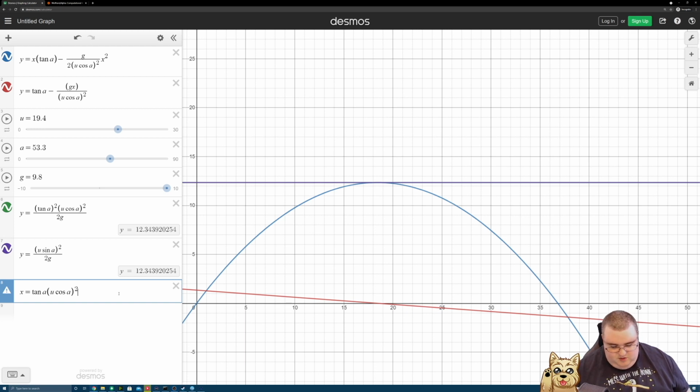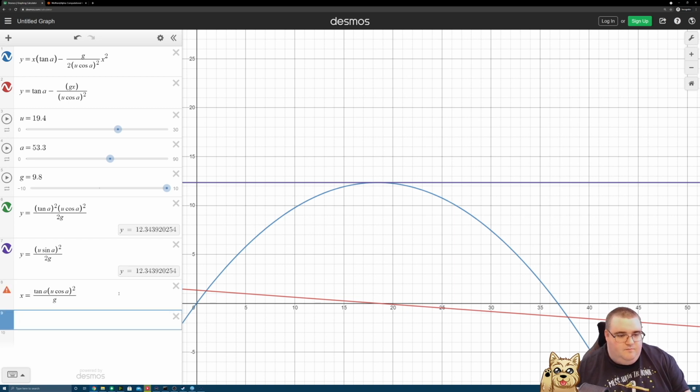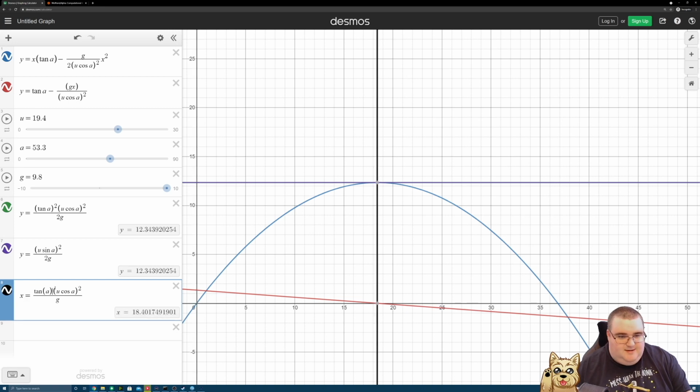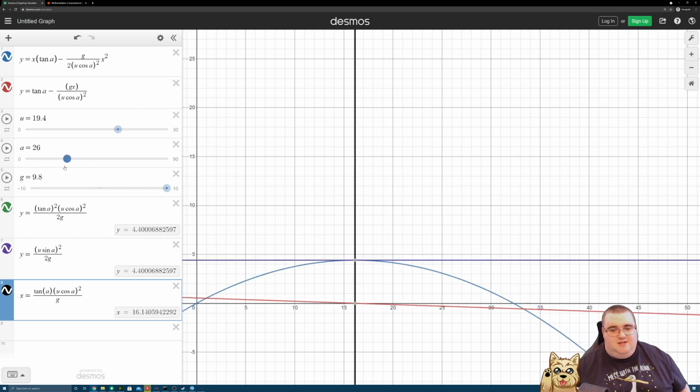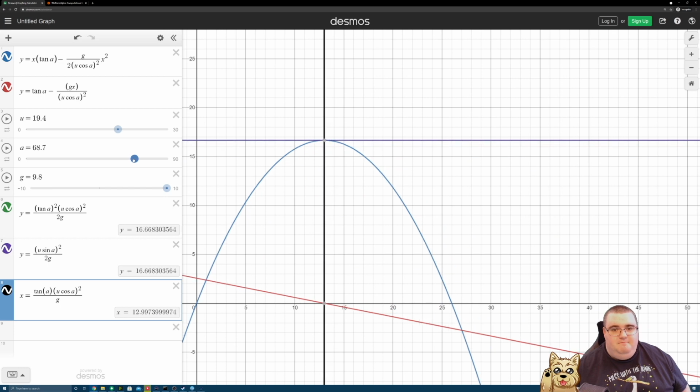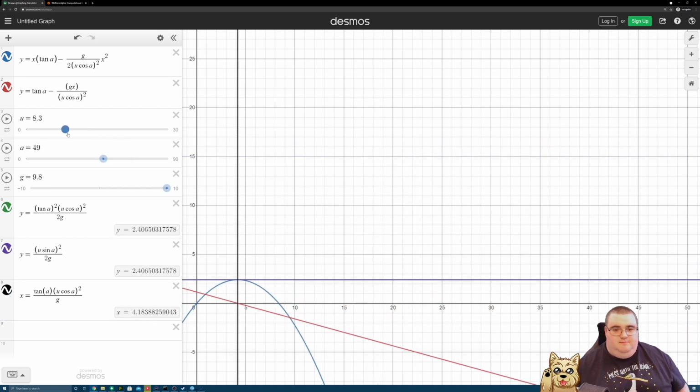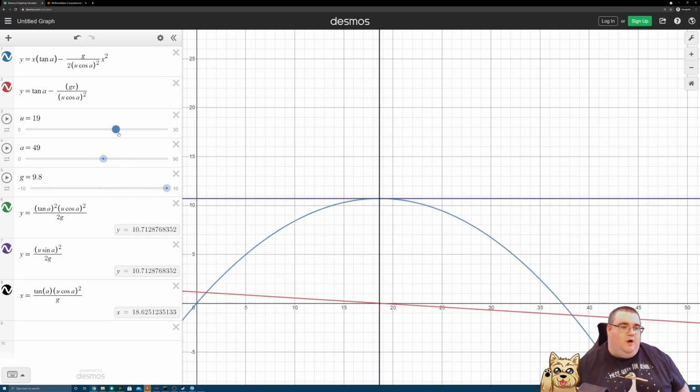So it's this. I'm not going to do any simplifications yet. X equals that. Use the parentheses around that. Okay, yeah, you want that to be bracketed. So, you know, again, given different angles, these all work.